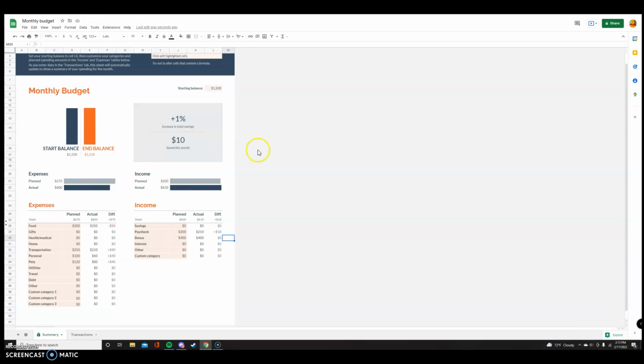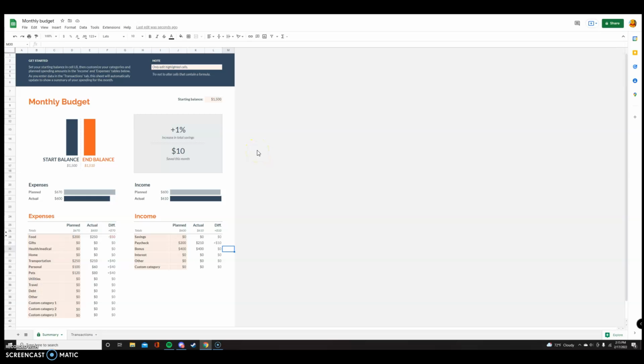And yeah, that's pretty much how you make a Google Sheets monthly budget. I basically saved $10 originally from the beginning of the month, and yeah, that's it.